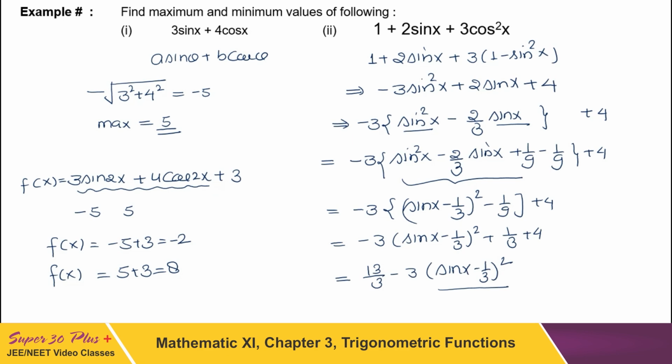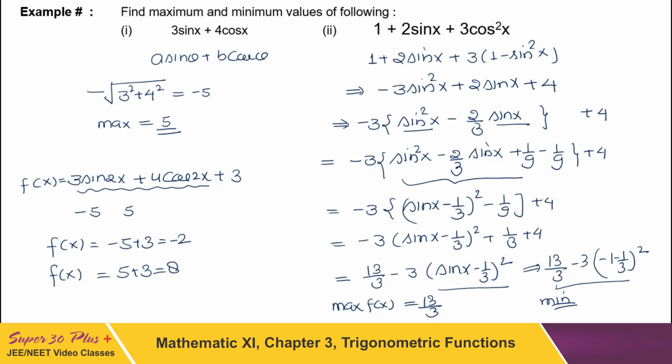Then if it is minimum, then you can say the expression is maximum, and the maximum value of the expression will be 13/3, meaning max f(x) is equal to 13/3. And for the minimum of x, the value of sin x should be -1. In that case, the calculation is 13/3 minus 3 into (-1 minus 1/3) whole square. After simplification, we can find the minimum value of this function. So this is the process of finding the maximum and minimum value by using the perfect square method.